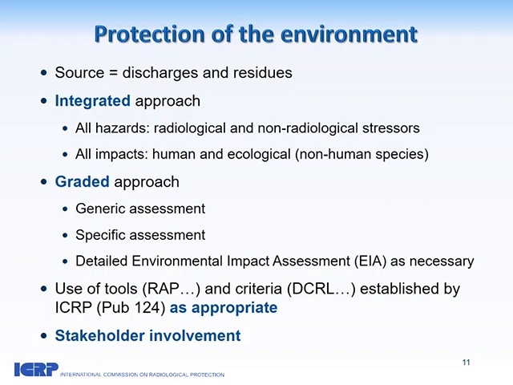This approach should also be graded, starting with a generic assessment. If we see that an environment may be at stake, we make a specific assessment, and in some cases, a detailed environmental impact assessment may be necessary. And the use of tools developed by ICRP, notably in Publication 124, I mean the concept of RAPs, the Reference Animals and Plants, and the criteria of DCRLs, the Derived Consideration Reference Levels, may be used as appropriate. And again, we should involve the relevant stakeholders.